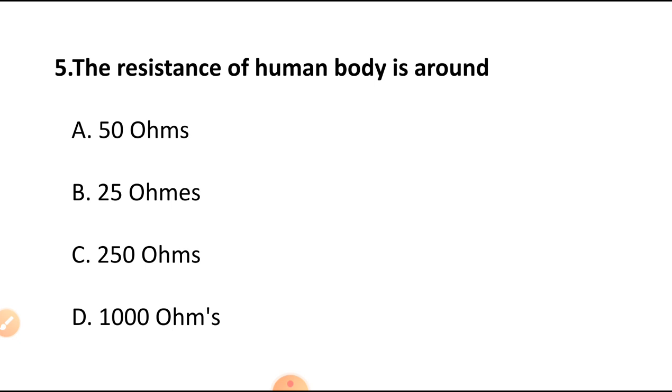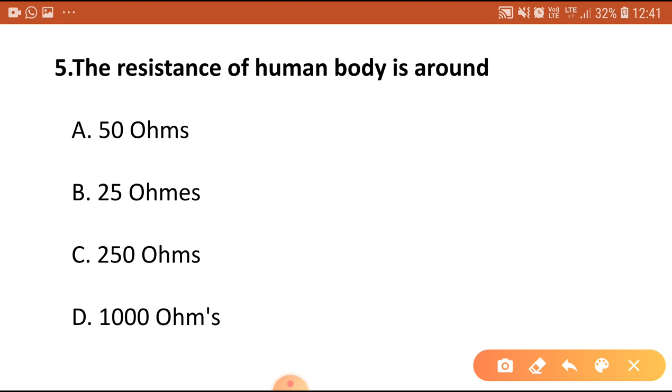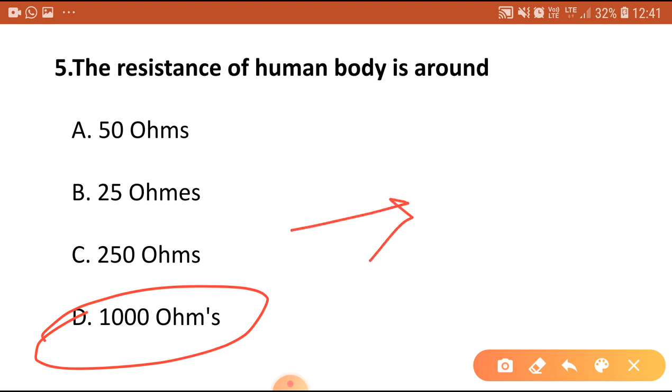Next, question number 5. The resistance of human body is around. This is also a very tricky question and also important in view of examination. The resistance of human body is around 1000 ohm, that is, our human body can't tolerate beyond 1000 ohm. Up to 1000 ohm our human body can tolerate, but beyond this we get electric shock. So the resistance of human body is 1000 ohms.